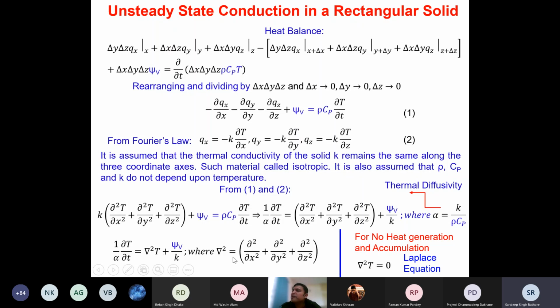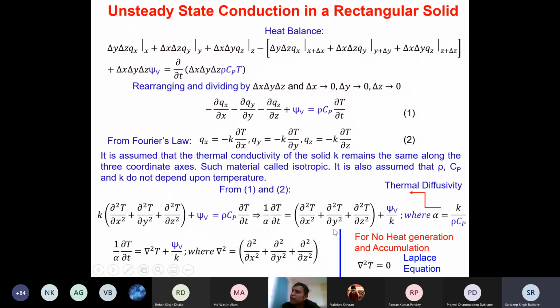So now let's look at the simplification. The first simplification is, let's say there is no generation term and no accumulation term. Then what we get is del square T equals 0. That means ∂²T/∂x² + ∂²T/∂y² + ∂²T/∂z² equals 0. And this is the standard Laplace equation.